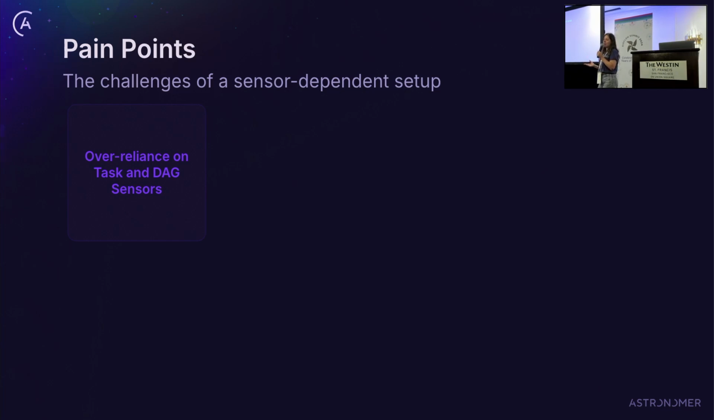To give you an idea, back when all those issues were happening, we had about 120 different sensors that were running multiple times a day and managing the interdependencies between our DAGs. Our whole pipeline was sensor dependent. So what does it mean in terms of challenges? The first thing, it's obvious: the over-reliance on task and DAG sensors means that you have a complex architecture that is more fragile and prone to bottlenecks, sensor timeouts, things like that.